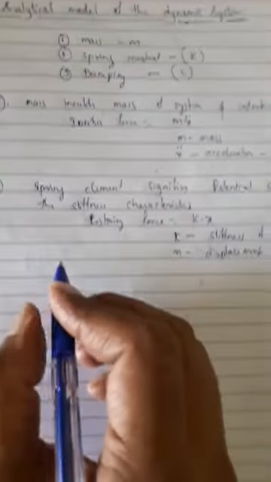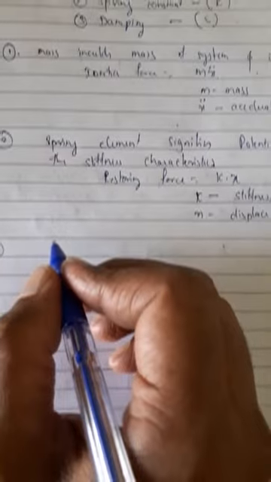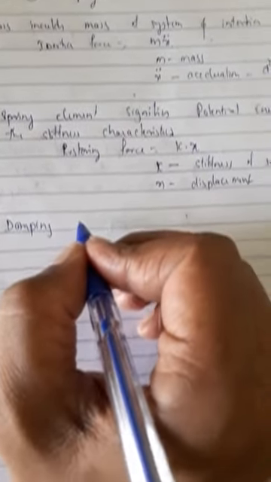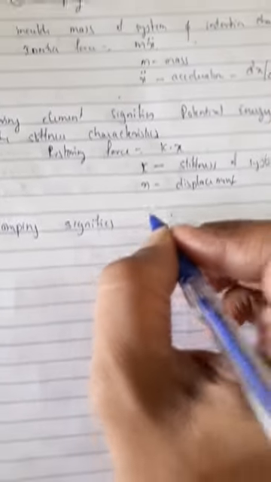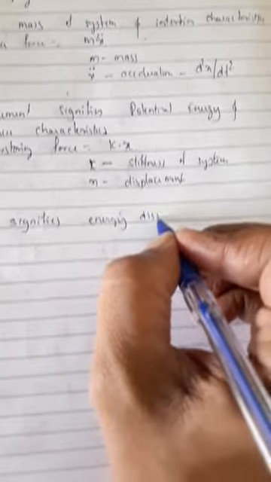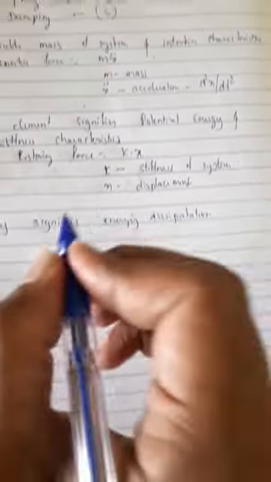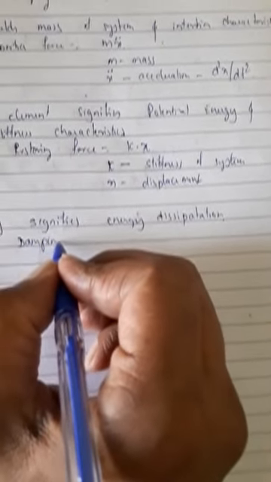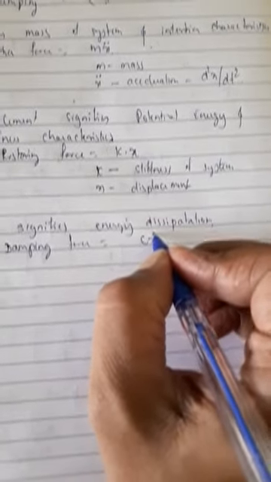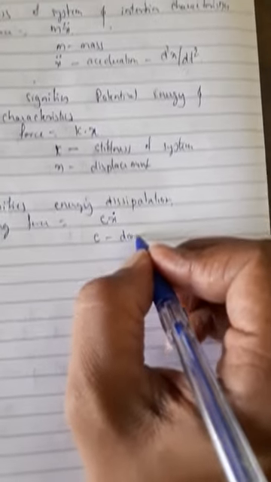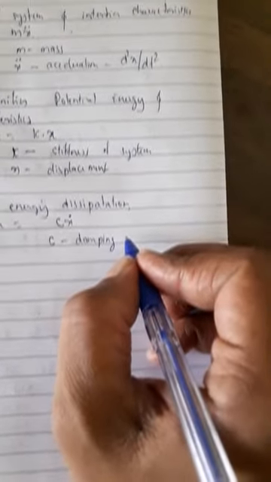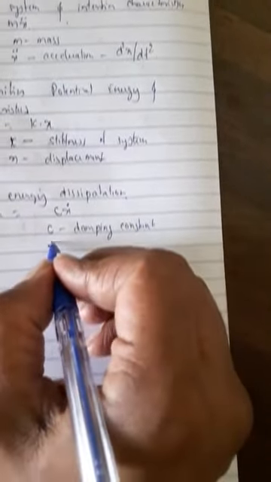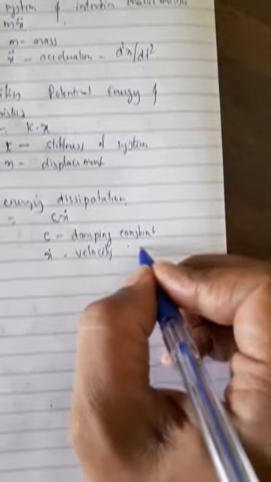Third is the damping element. Damping signifies energy dissipation. Vibration energy is gradually lost. So damping force is given by C into X dot, where C is the damping constant, which you need to identify or evaluate for the given system. X dot is velocity, and that is given by dx by dt. Usually damping is represented as equivalent viscous damping.